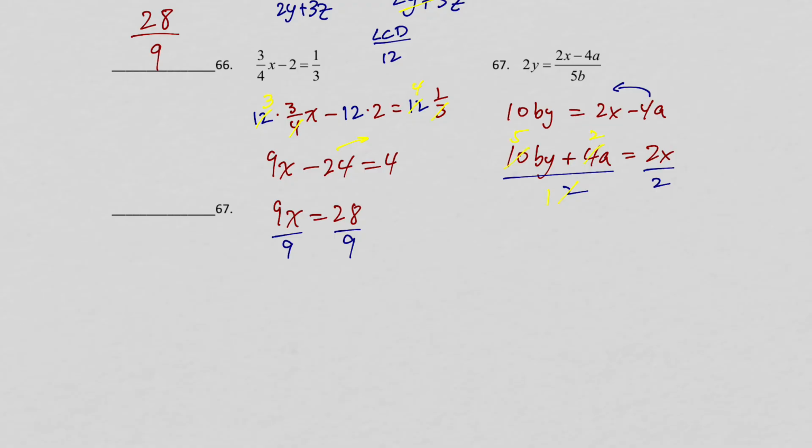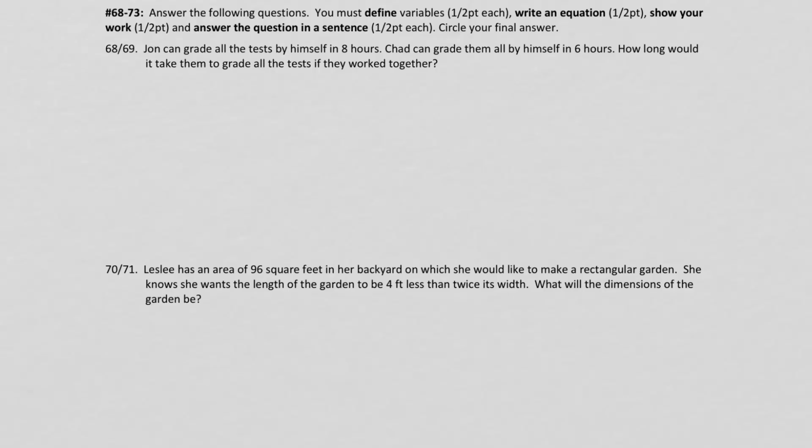So my final answer is 5by plus 2a. Okay, we have to define the variable. In this question, the question is asking how long would it take them to grade the test if they work together. So x is the time together. That's defining the variable.